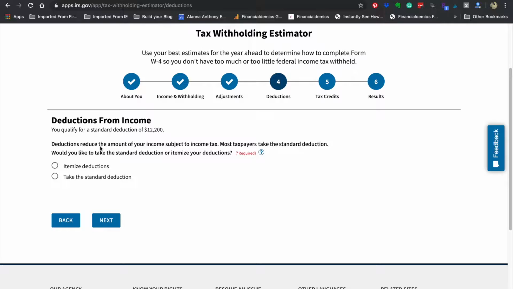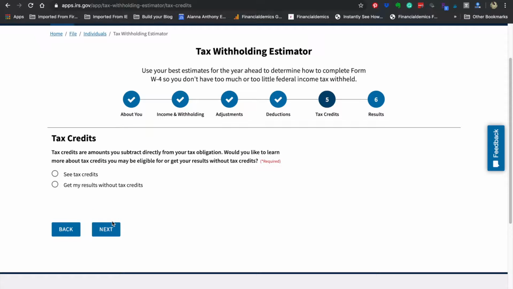So it basically says that deductions reduce the amount of income subject to income tax, but most taxpayers take the standard deduction. So after the changes in the tax code, now most people actually qualify for the standard deduction. So people who used to be able to itemize before are no longer able to itemize. So this person, it doesn't make any sense for them to itemize, so we're just going to click take the standard deduction. All right, so this part is the tax credits.